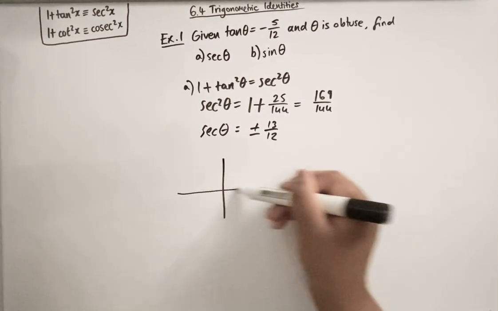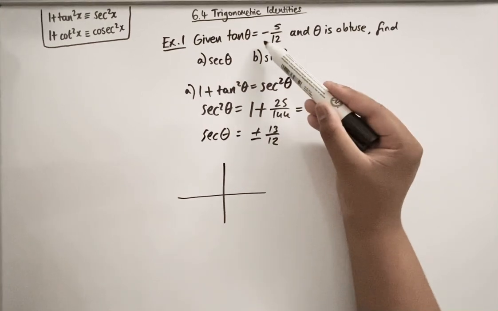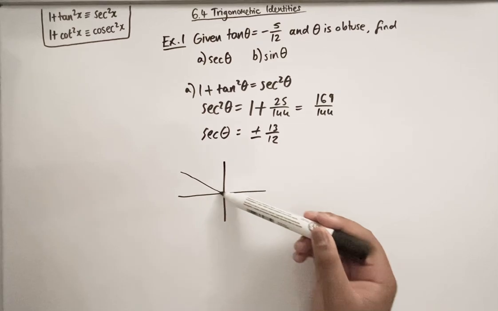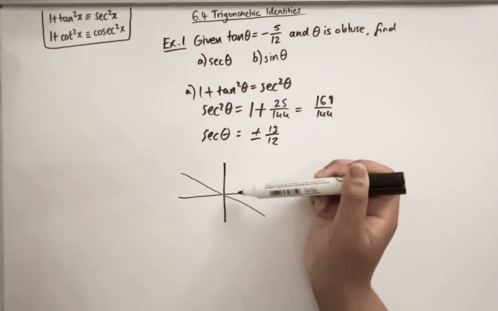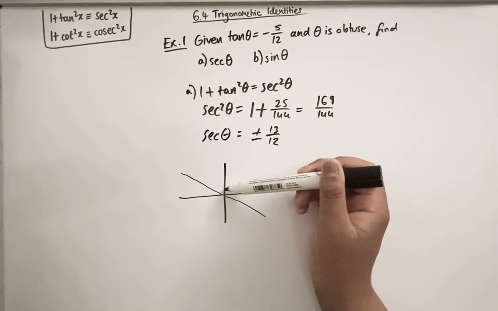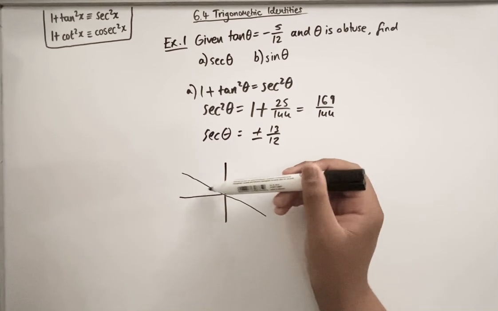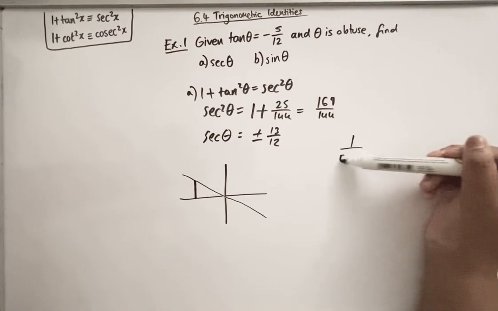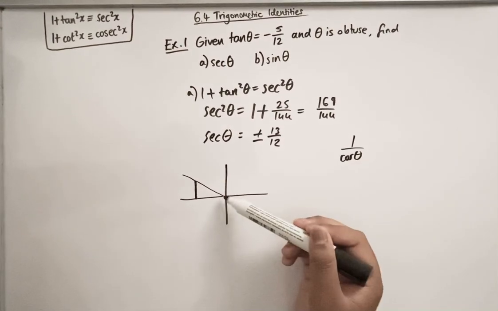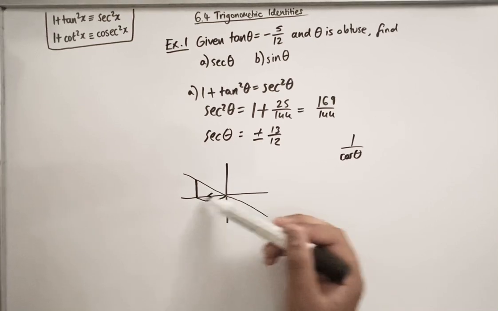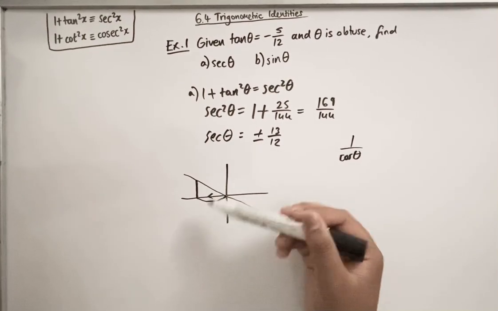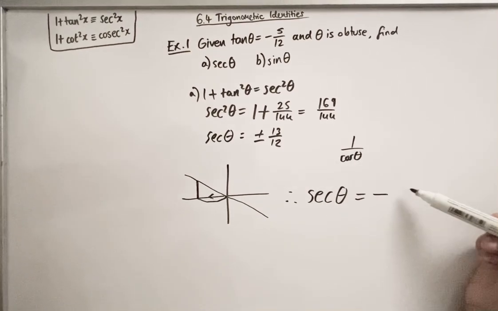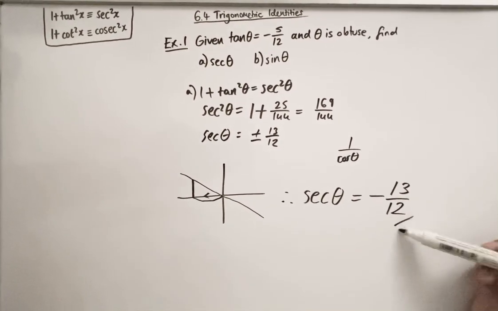If we draw a CAST diagram, because tan theta is negative 5 over 12, we draw a line with a gradient of minus 5 over 12 going through the origin. So it'll look like this. We know theta is obtuse, so this is acute and this is obtuse. So we're looking here, because we want sec theta, which is 1 over cos theta, so we're looking at cos theta. Here, cos will be negative because we're going in the negative direction. So if cos is negative, sec is negative. So therefore, sec theta is equal to negative 13 over 12.